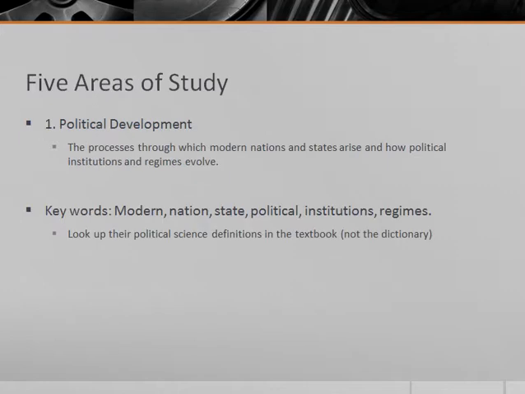So there are five basic subfields within comparative politics. These are obviously somewhat interrelated, and certainly I could have picked more, but five is a nice round sort of number. First, we're going to talk a little bit about political development. Political development is the process through which modern nations and states arise and how political institutions and regimes evolve.